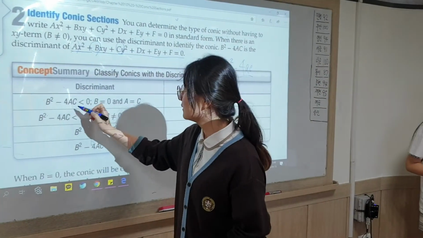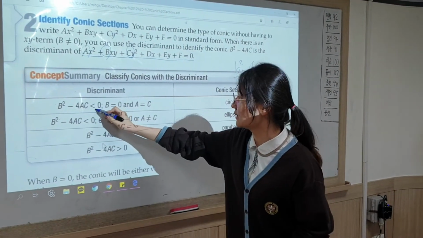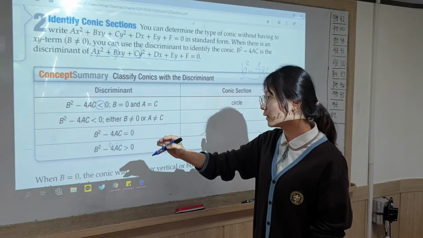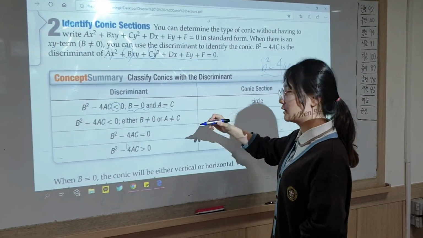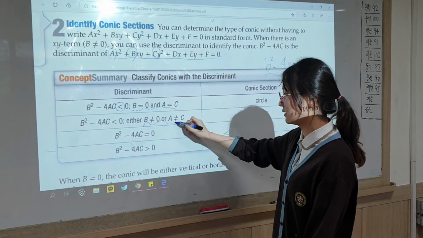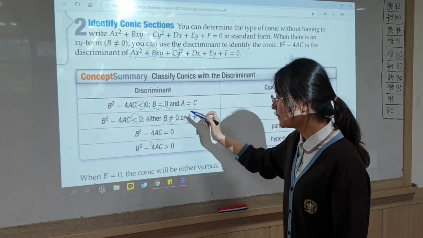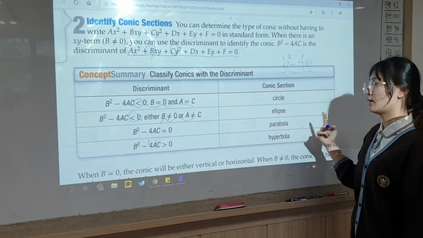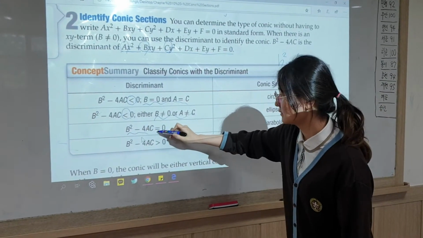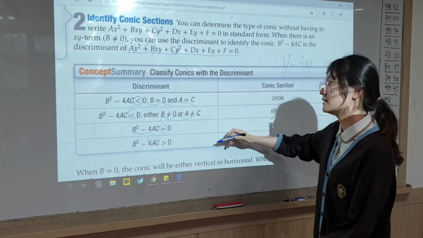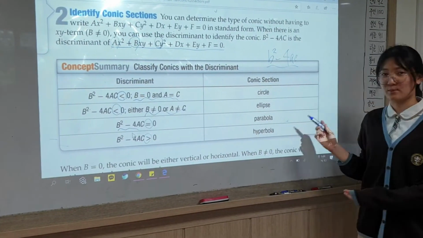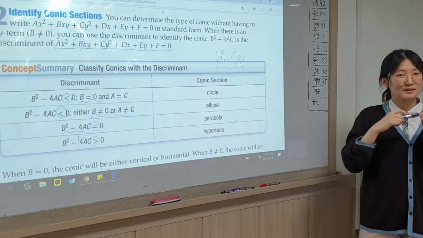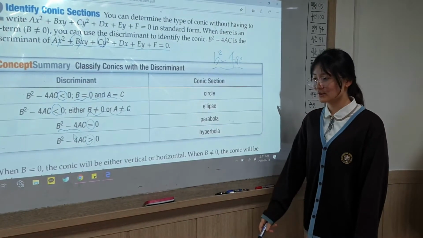For the circle, the discriminant is going to be smaller than 0, and there's a condition of b equals 0 and a equals c. The ellipse also has a condition like this; it's also smaller than 0. For the parabola, this is always 0. If it's larger than 0, it's going to be hyperbola. So that's how we can identify using the discriminant.